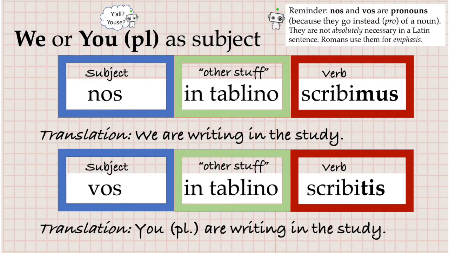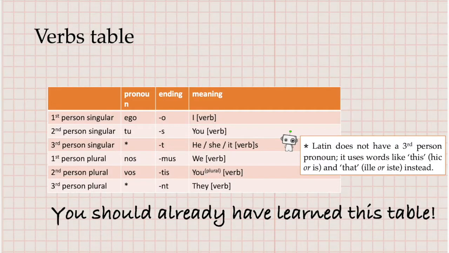Again, nos and vos are pronouns. You don't necessarily need them. They replace a noun, but they're there for emphasis rather than because they're absolutely crucial to the meaning of the sentence. It's the verb ending that tells you who is doing what.